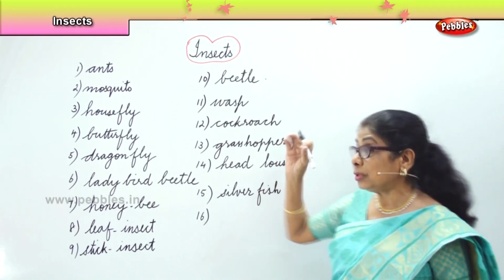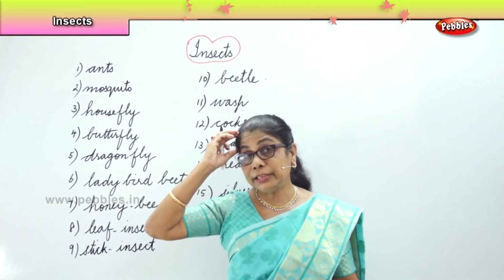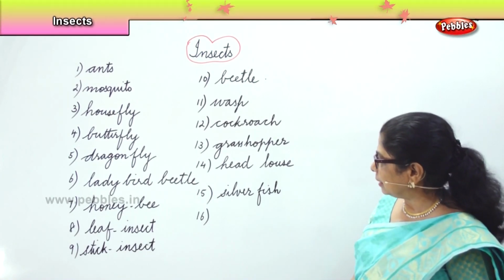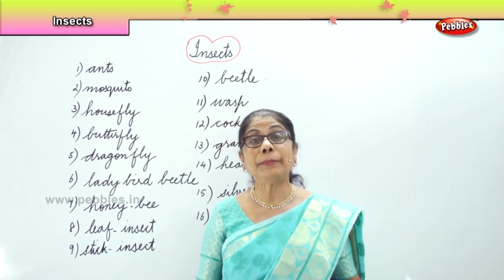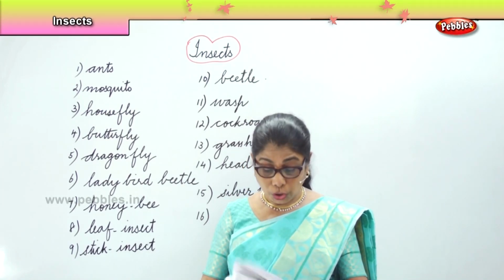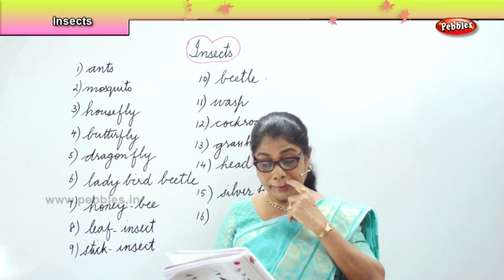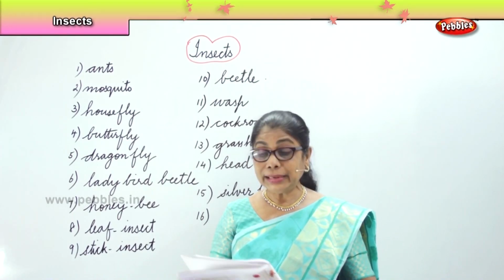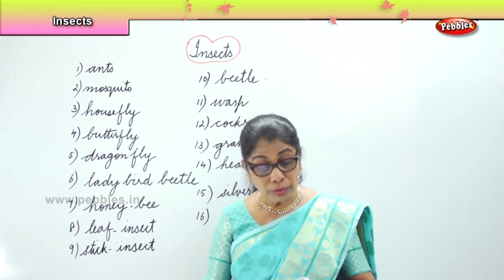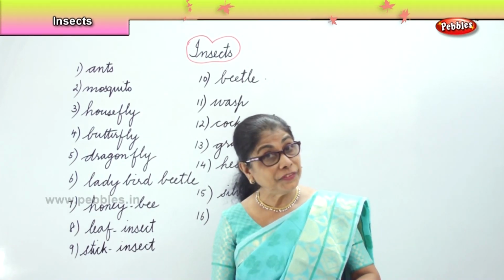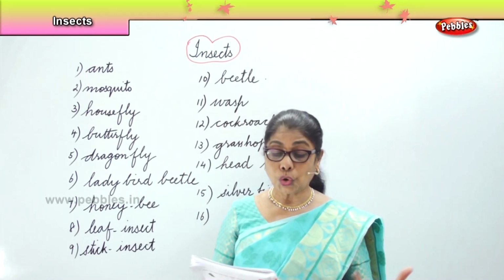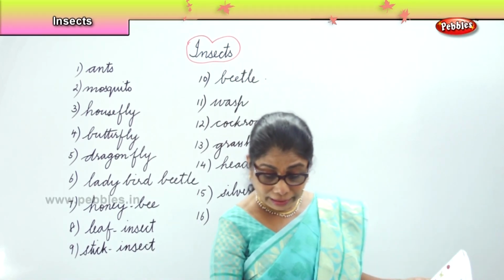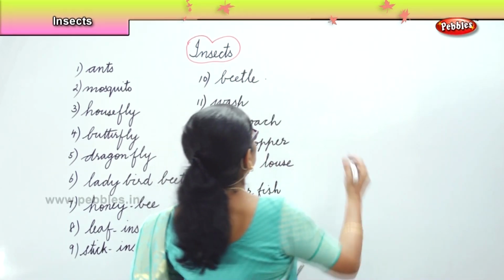Then there's a head louse that lives on your head and gives you fever and makes you sick. Silverfish lives inside the book and destroys all your book. So insects can be harmful, insects can be useful, insects that bring you fever, insects that destroy your books. Okay, so these are the, now just look at, we'll do useful.